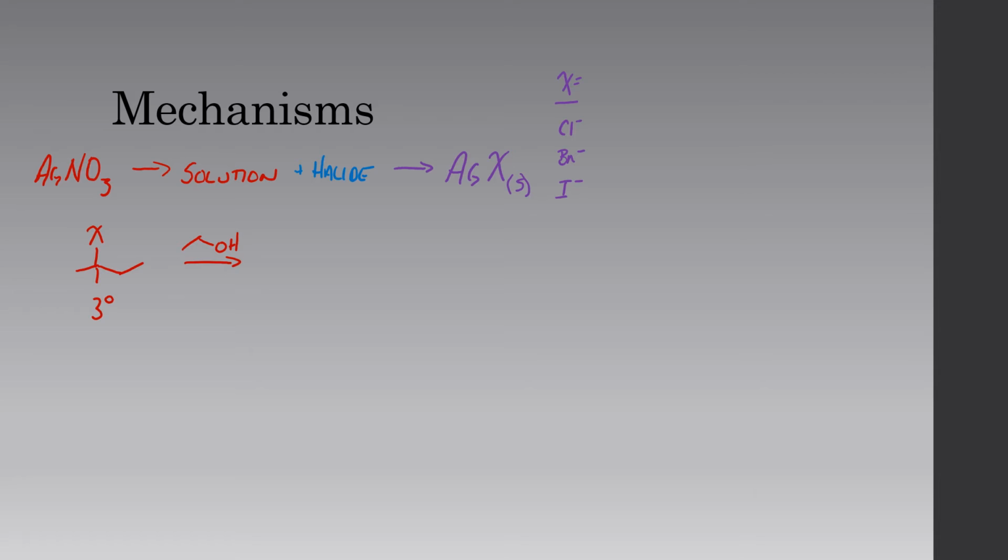Remember, the first step in an SN1 mechanism, at least in this instance, is going to be formation of our cation. And so what's going to happen is we're going to split off our halide, and so we're going to leave behind our cation, and our halide is going to form also.